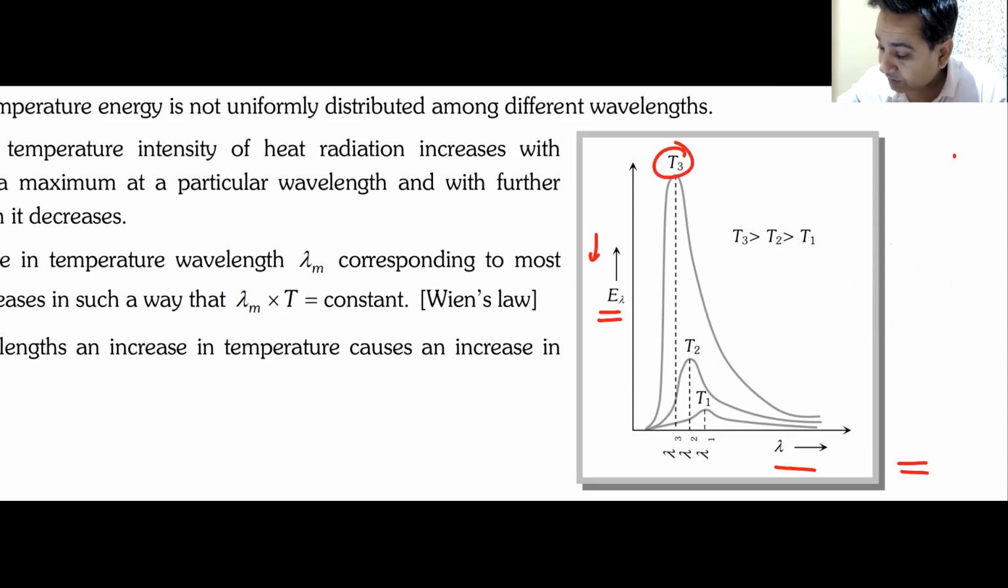What are the inferences that you can draw from here? Remember, this is T3, this is T2, and this is T1. This is the graph between E lambda and lambda. What is the first inference that you can draw?